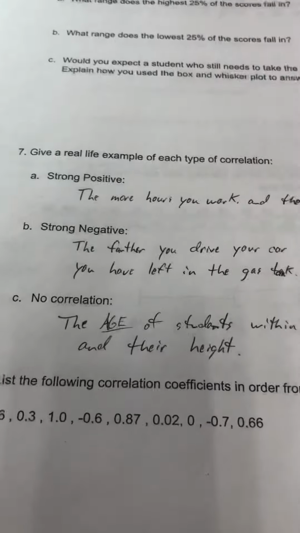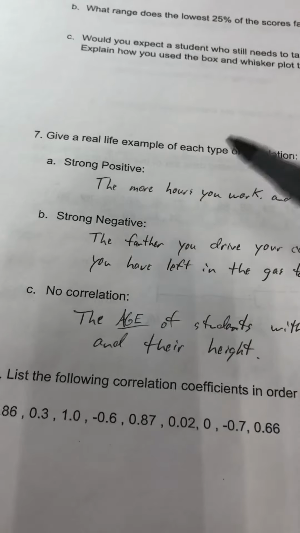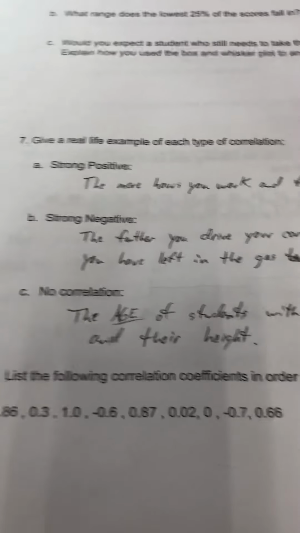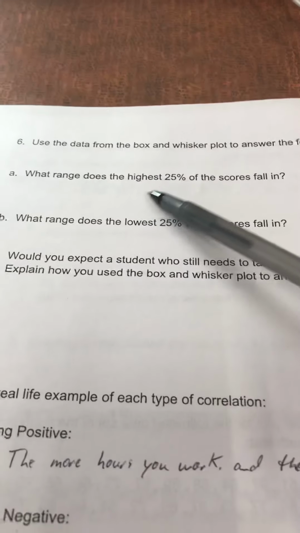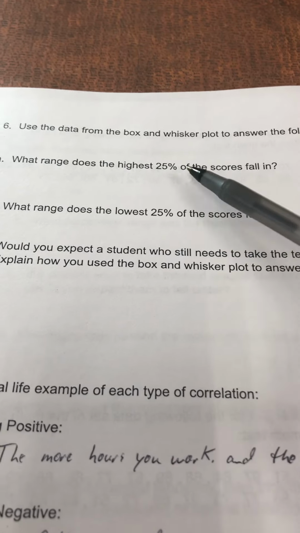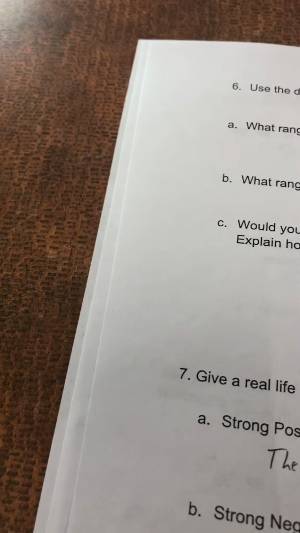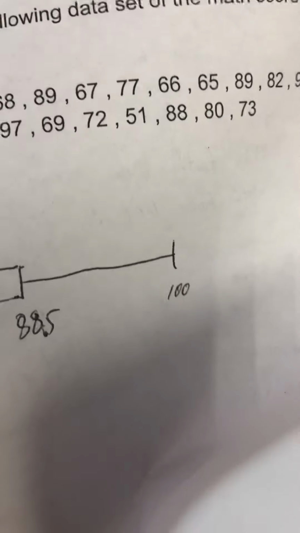For number 7, some examples, and you could use your own examples or you could use mine. Try 6 on your own, but number 6 goes with the 25%. The lowest 25% would be that, the 51 to the 67.5. The highest 25% would be from 88.5 to 100 and so on.